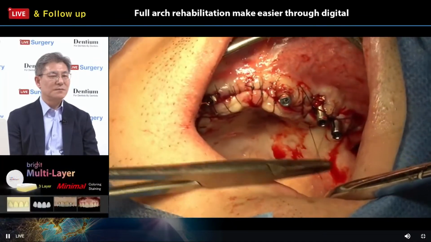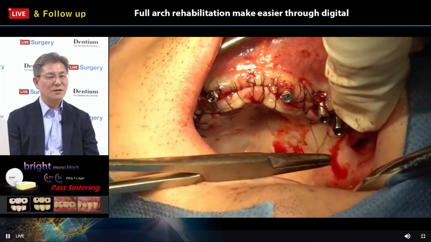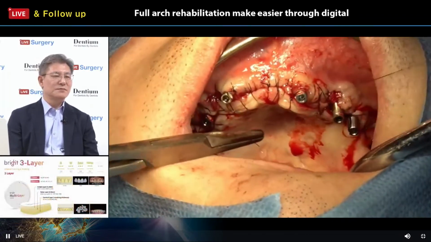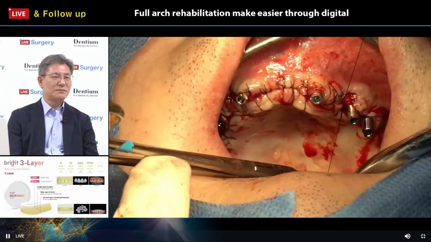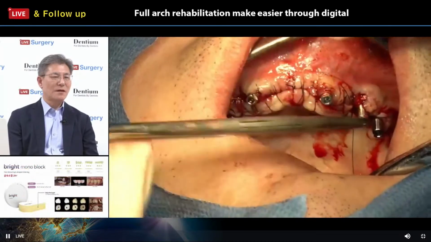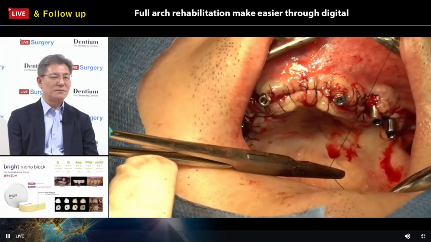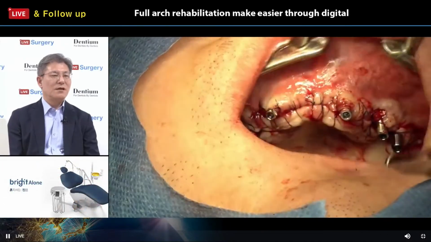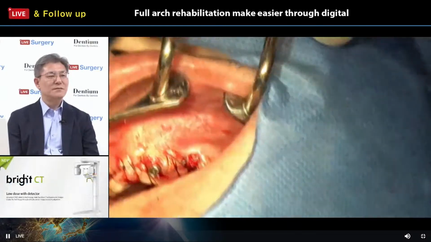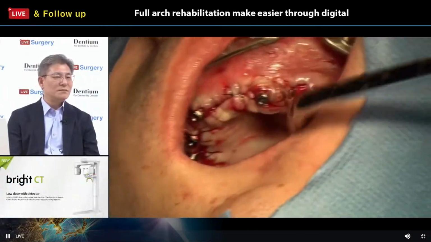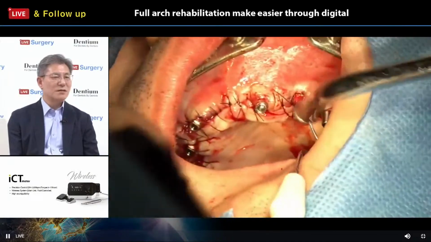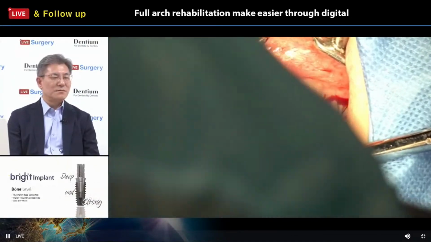Okay. Hopefully this should be the last suture. Okay. Surgery was done perfectly.